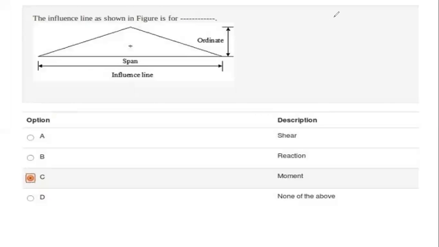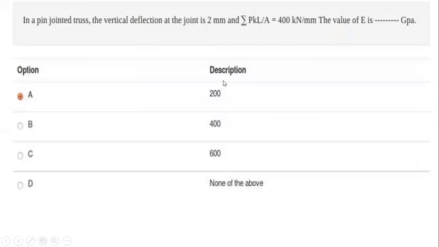Now, the ILD shown in the figure is the ILD for shear, reaction, moment, or none of the above. We know that the ILD for bending moment at a section will be a triangle, and it will be positive. The ILD ordinate is given by AB by L. Suppose this is A and this is B. This ordinate is AB by L, so this triangle is the ILD for moment. Option C is the answer.